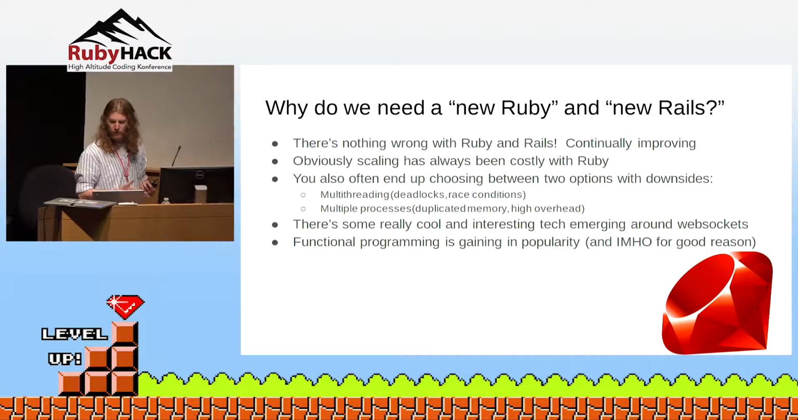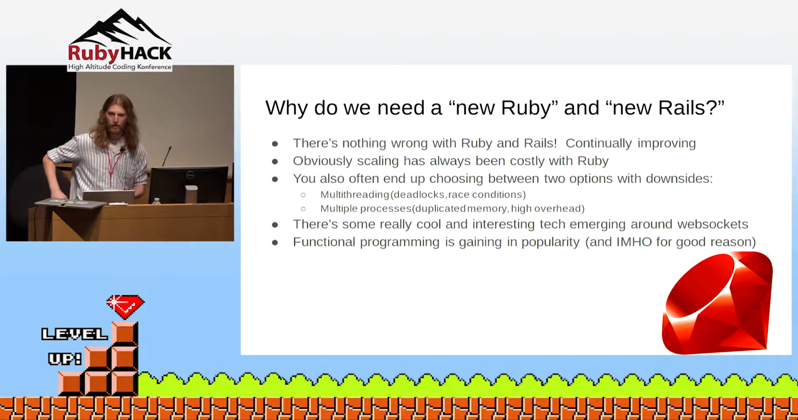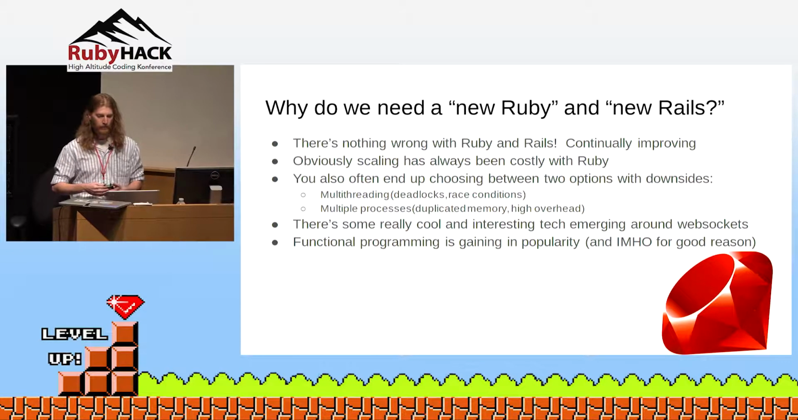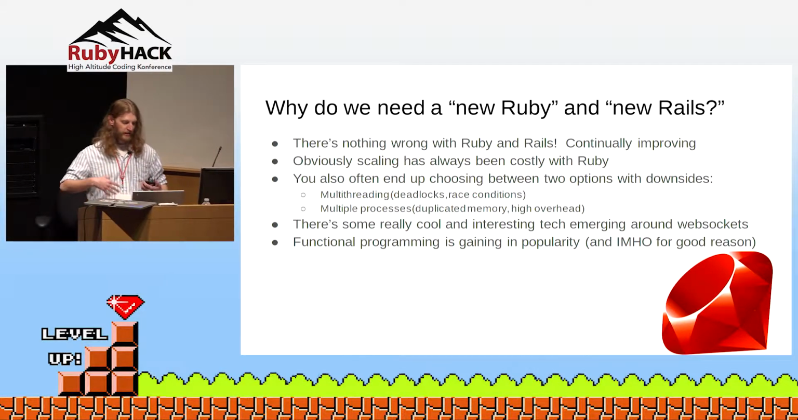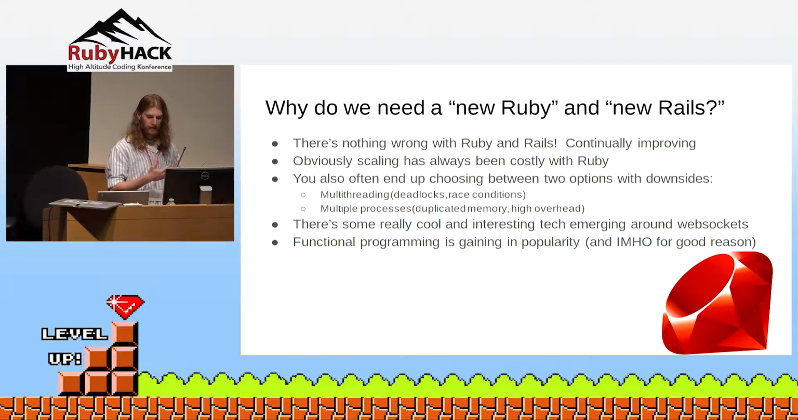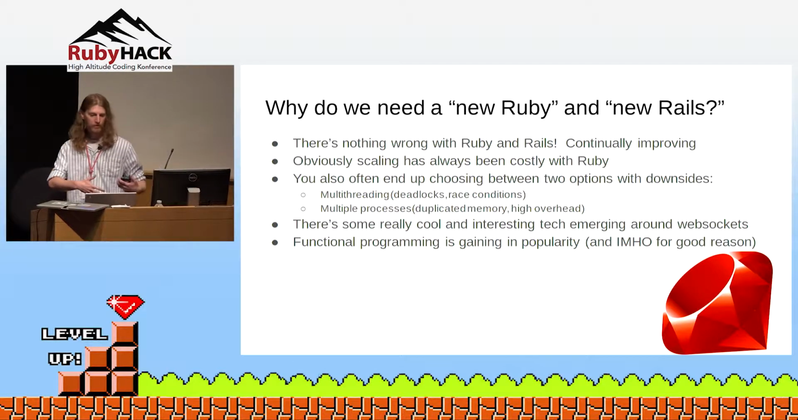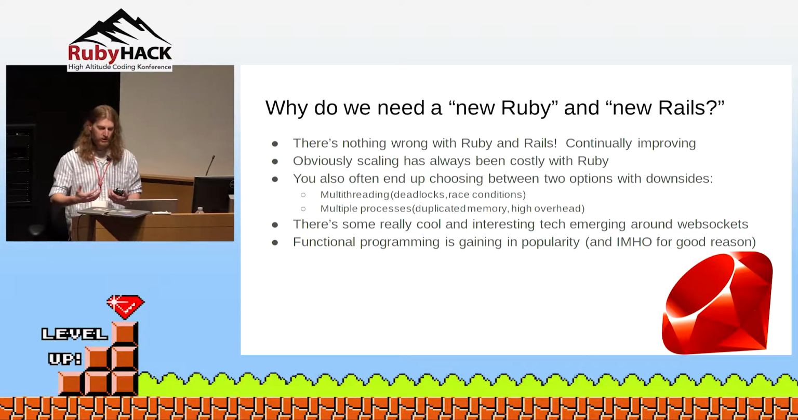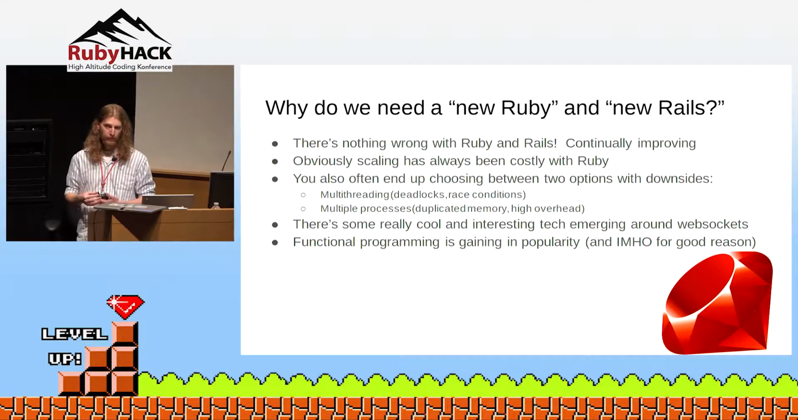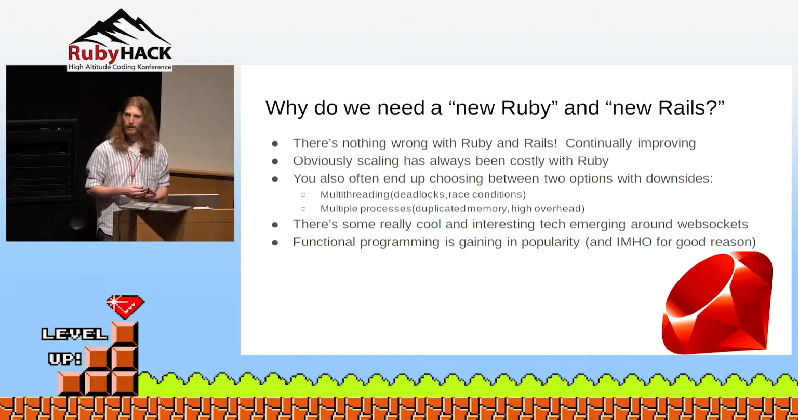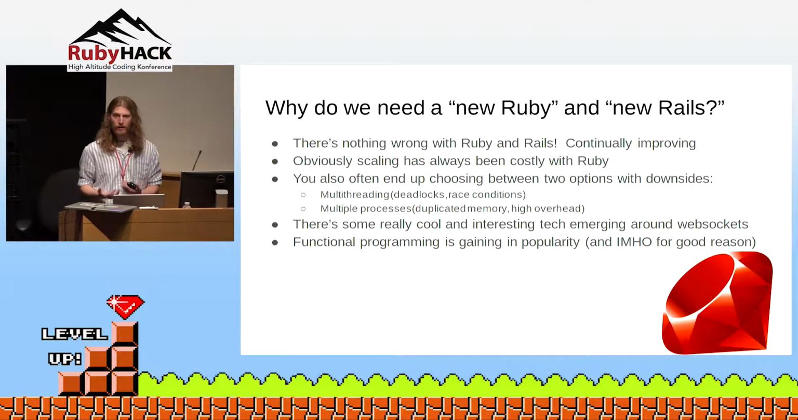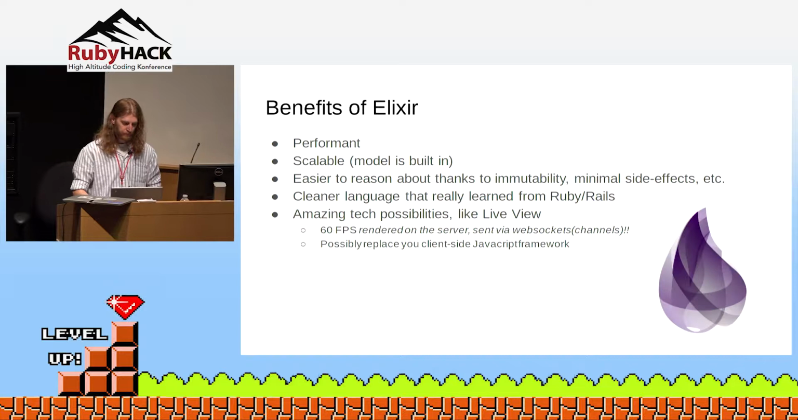And then also, there's a lot of really cool and interesting tech that's emerging around WebSockets and the like, and Ruby is definitely gaining some ground there, but it's a thing that's emerged later. So a lot of it is it's a framework and a language ecosystem that's adapting to new technology, which is great, and that's definitely what we'd want. But then also, functional programming in general is really gaining in popularity, and in my opinion, that's for some good reasons, because it really can improve things for you.